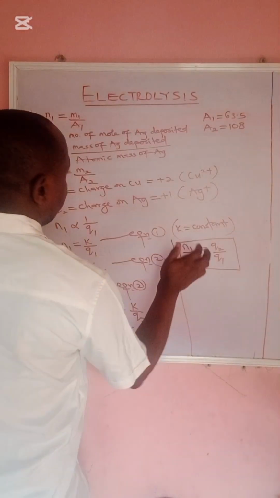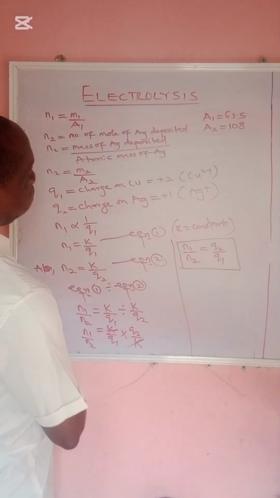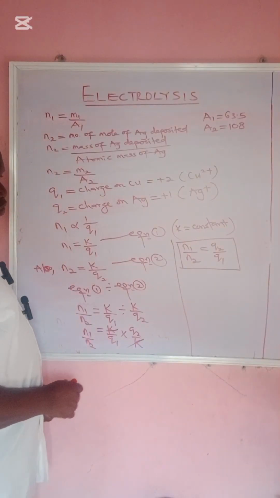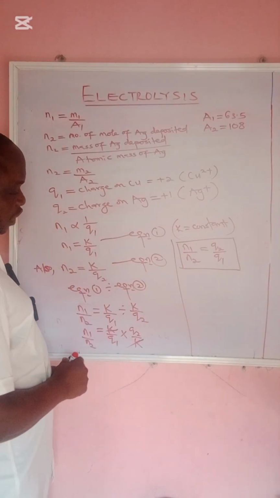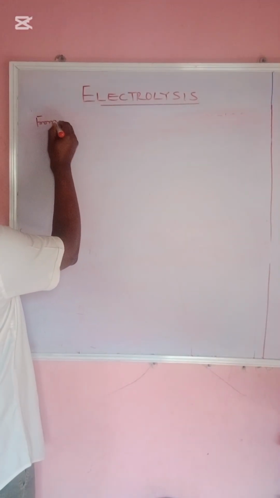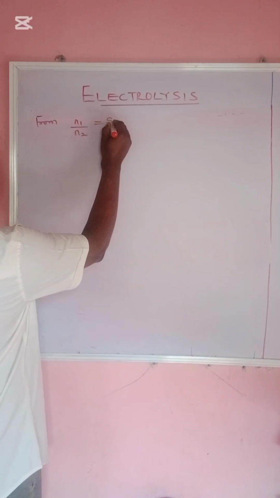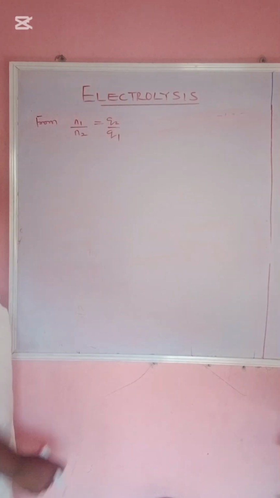So this is the formula for Faraday's second law of electrolysis. This is what the formula is. Now we've established that N1 all over N2 is equal to Q2 all over Q1. This is Faraday's law.